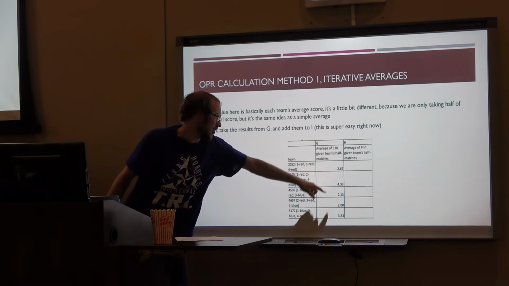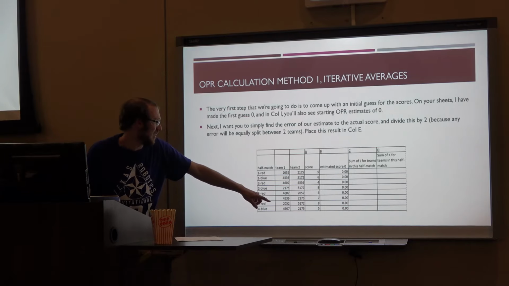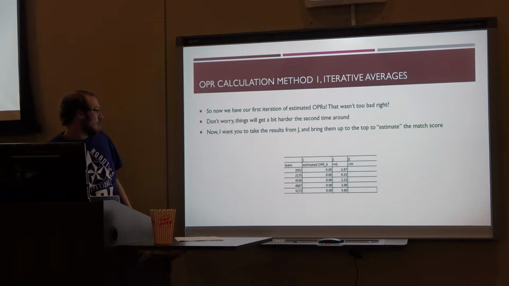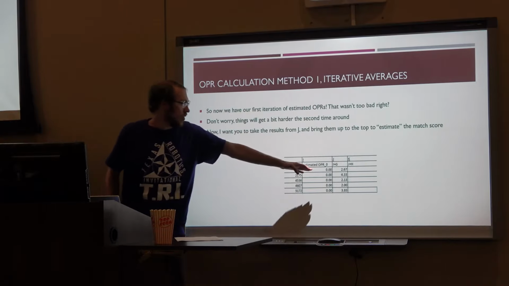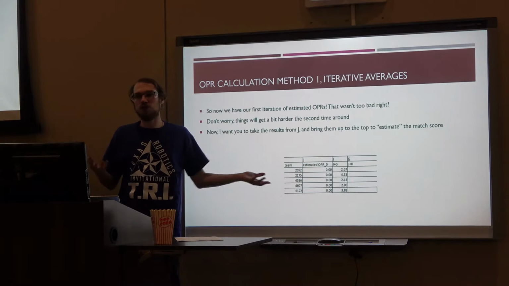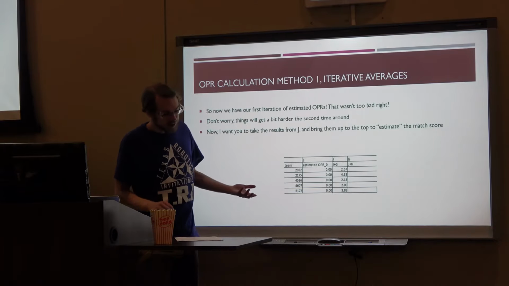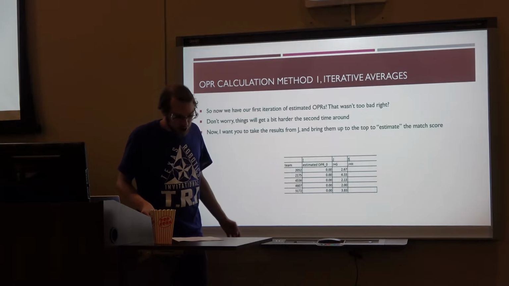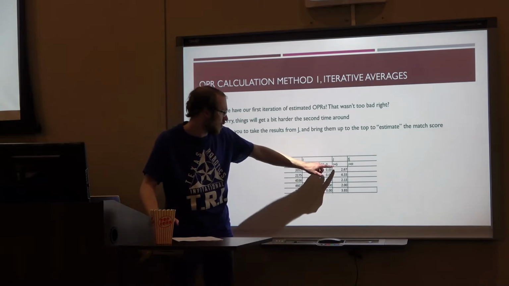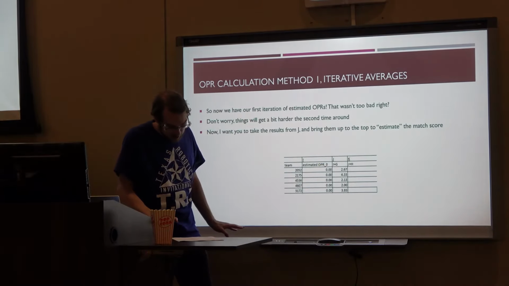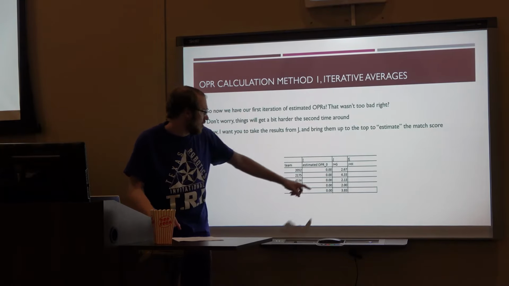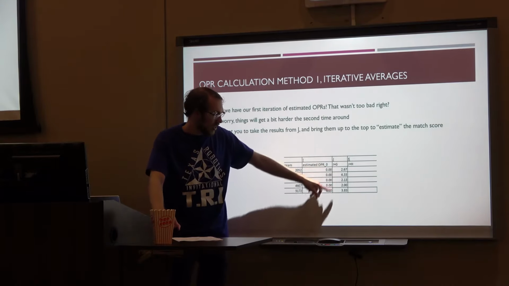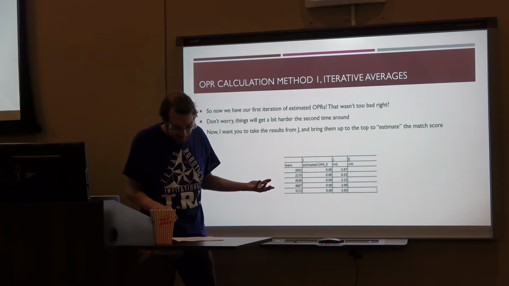Okay, so we put those results in column J over here, and so this right here is our first iteration OPR estimate. You see in column I, I said estimated OPR was 0. This is a first iteration OPR estimate, and so it's much better than 0. These are all values that make sense.